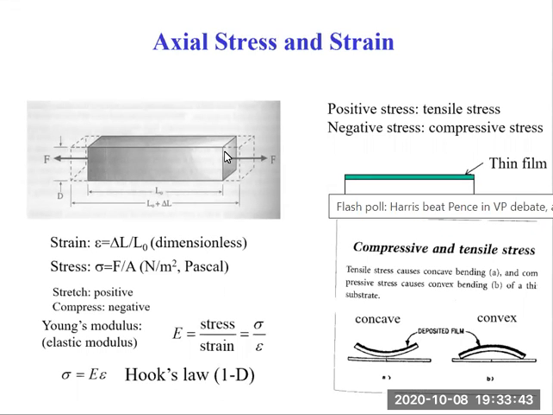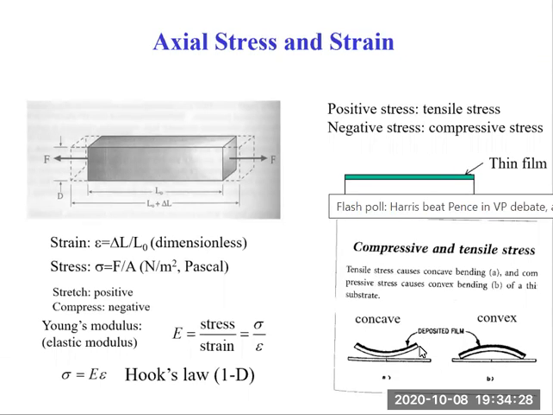We also briefly discussed mechanical stress and strain. The strain is defined as delta L over L naught, denoted by epsilon. Stress sigma is defined as F over A, the force per unit area. If the beam is stretched, then strain and stress are positive. If the beam is compressed, then the strain and the stress are negative. The positive stress is also called tensile stress. Negative stress is called compressive stress.